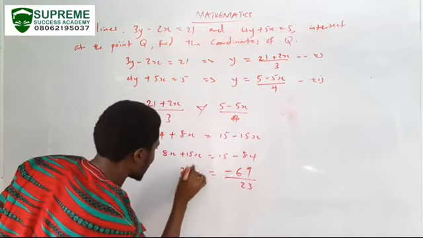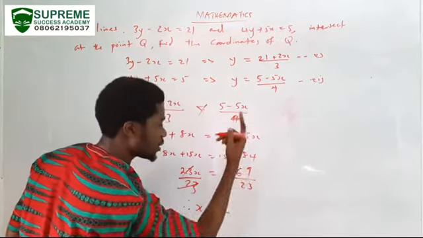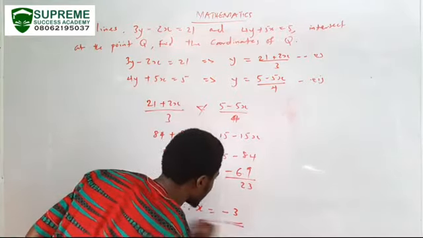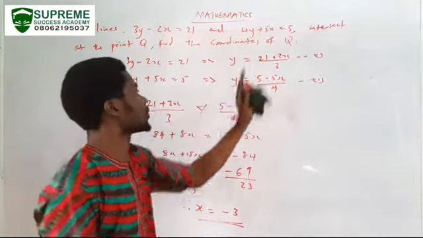That's 23. This will cancel this. Therefore, x will be equal to what? Minus, from here, 23 times 3 should be what? Should be 69. That's your x. So if your x is known, what do we do? Substitute to obtain your y.